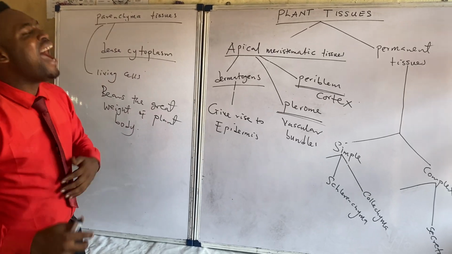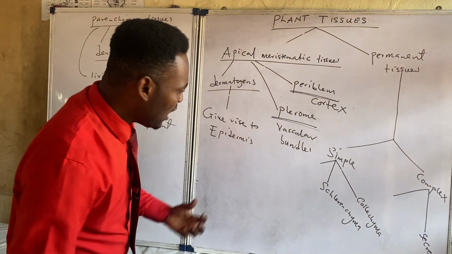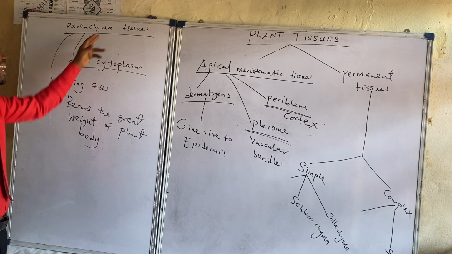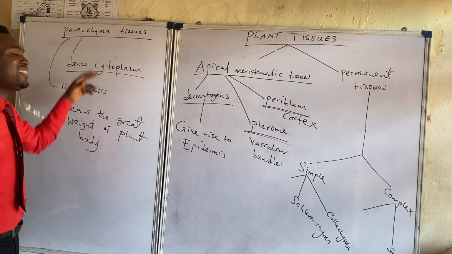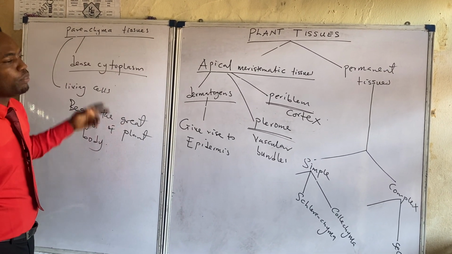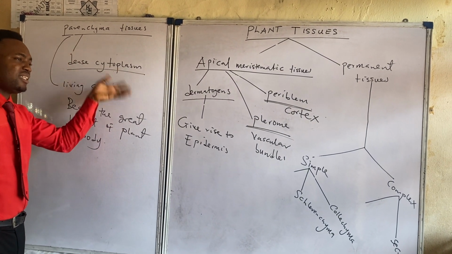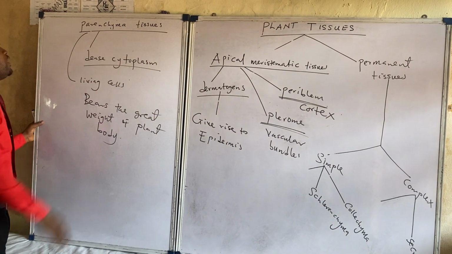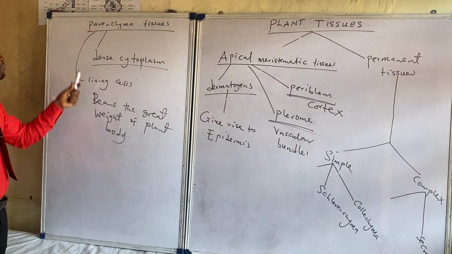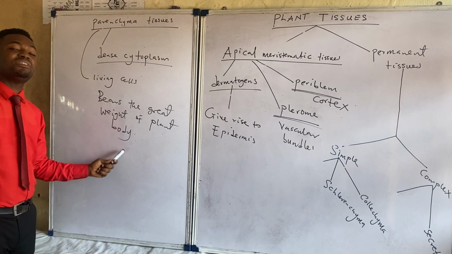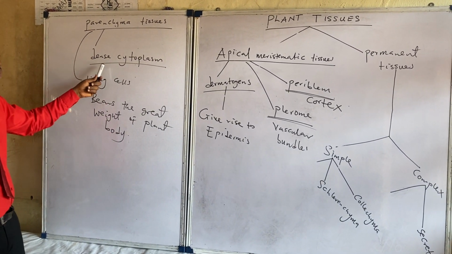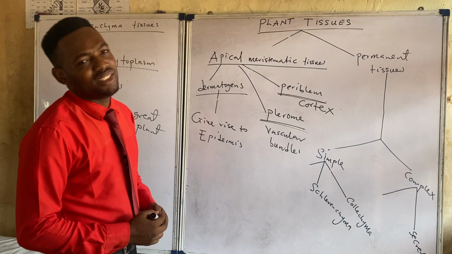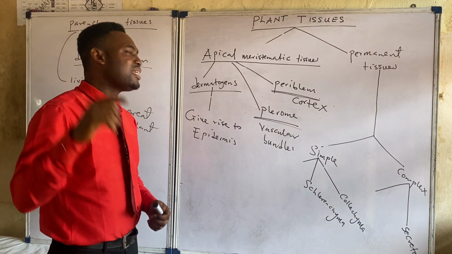It means how heavy a plant is, how weighty, is determined by the parenchyma cells or parenchyma tissues. Remember, I said if I say cells, I'm correct, because tissues are a group of what now? Similar cells having common origin, which perform similar function. So please take note on parenchyma tissues that they are living cells. The parts of plants that have the tissues bear the great weight of the plant body. And they are also made up of what now? Dense cytoplasm.